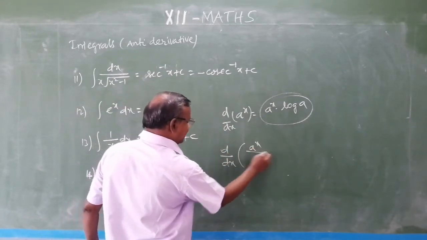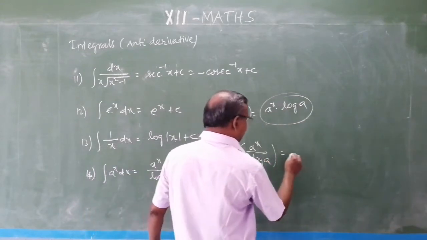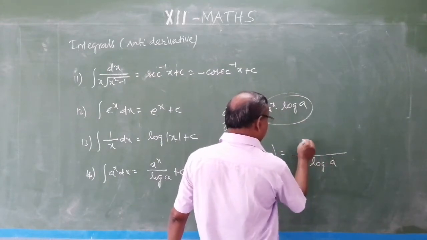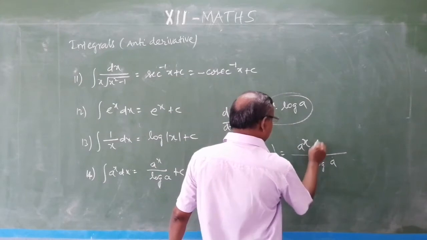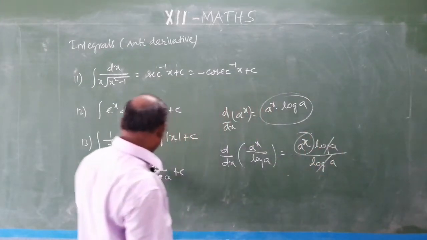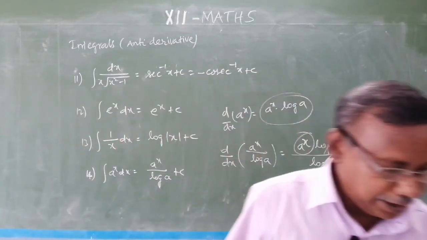So, differentiating d by dx of a power x divided by log a, the denominator constant comes as it is, log a. The numerator is a power x into log a, which cancel, so we get a power x. Its antiderivative is a power x divided by log a. It is given in the book clearly.